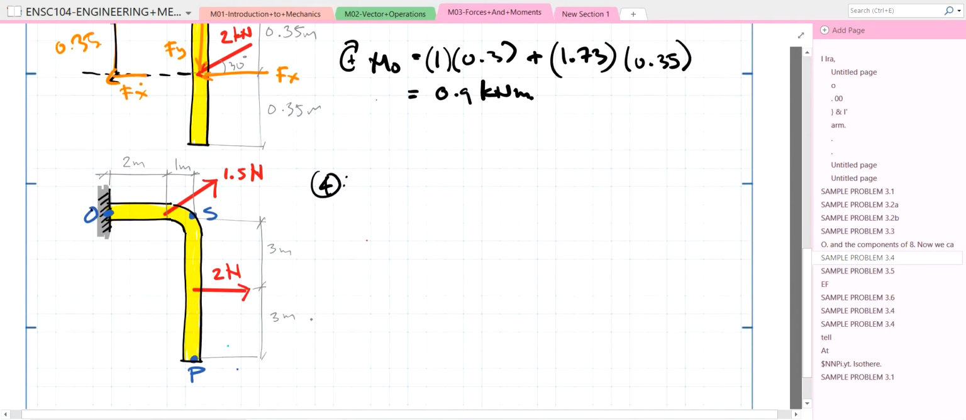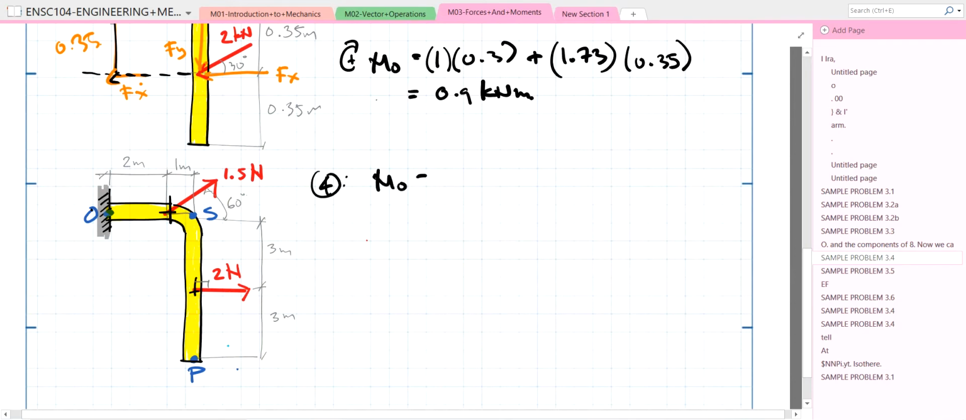So in this figure, we have two forces, and we are asked to find the moment at point O, and we'll try to solve the moment at point P also. If this is 1.5, then we need an angle here. Let's say the angle is 60 degrees and this one is 90 degrees. All right, so let's solve this.